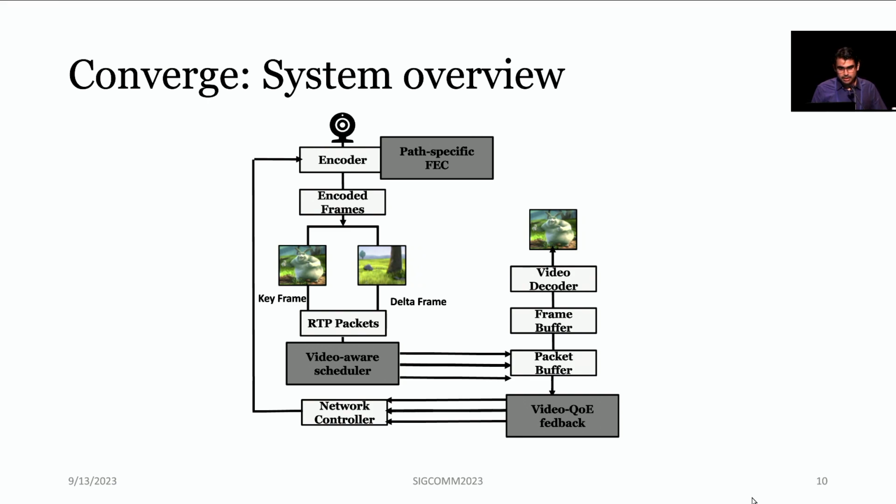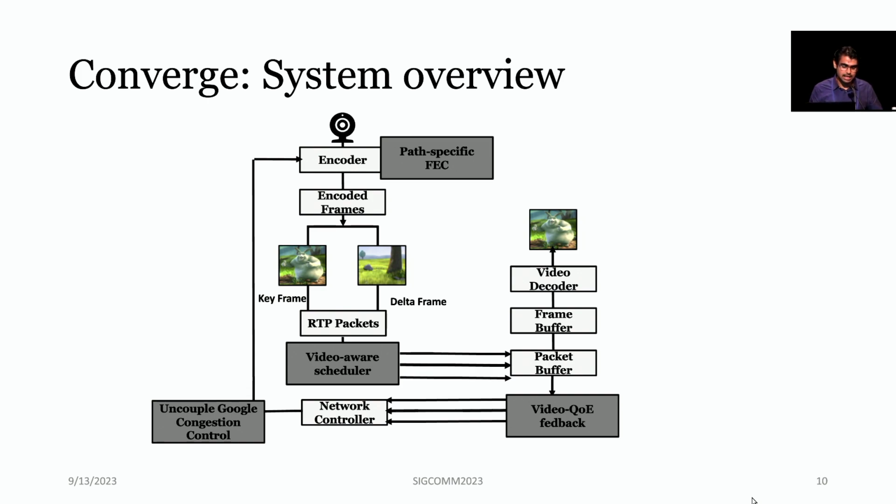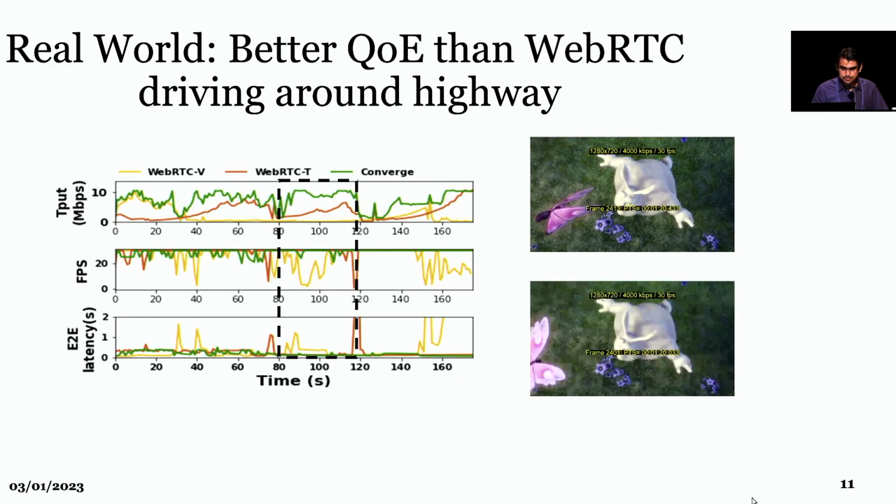And also, we have developed an FEC mechanism that's more path-specific; due to time constraints, I'm unable to explain it. And we developed a congestion control that's uncoupled in nature, where each individual path is treated as a separate network path, and we derive the sending rate of each path with GCC, and then compute the overall encoder rate.